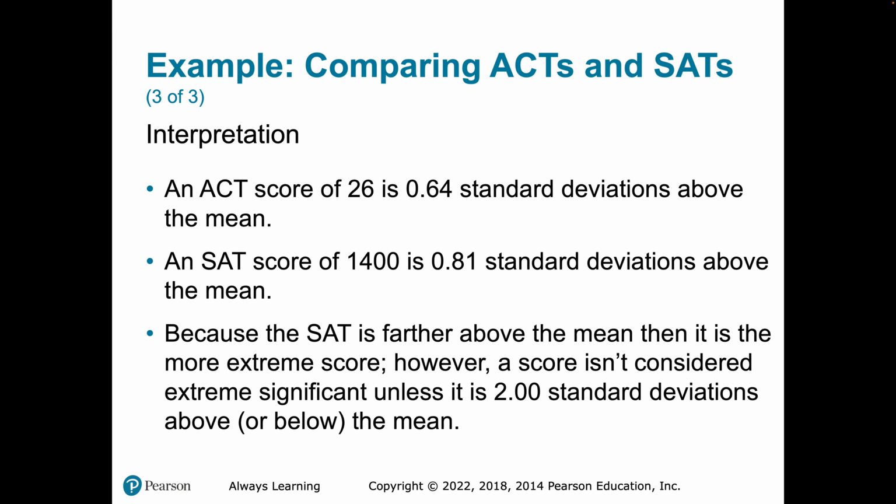All right, so what do both of these tell us? This tells us that an ACT score of 26 is 0.64 standard deviations above the mean, because it's positive. A SAT score of 1400 is 0.81 standard deviations above the mean, again, because 0.81 is positive.